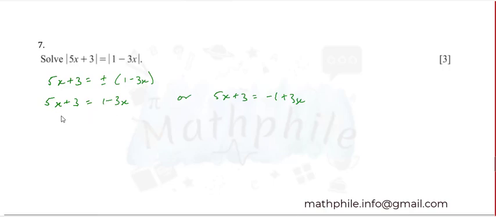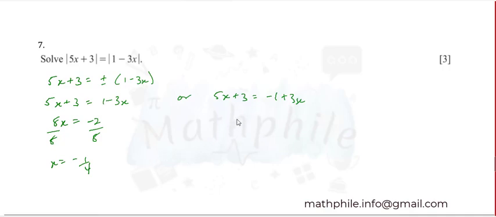5x plus 3x in this case is going to give us 8x is equal to, now we move the positive 3 to the other side of the equation, that will be negative 3, so 1 minus 3 will be a negative 2. We can now divide by 8, then x is equal to negative 1 over 4. That answers this part of the question.